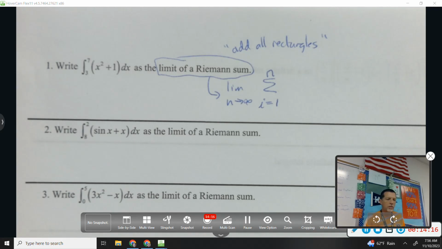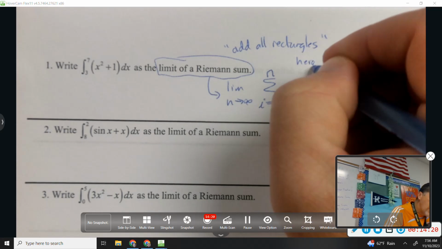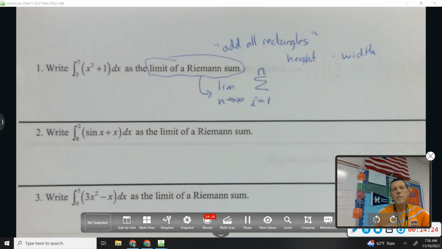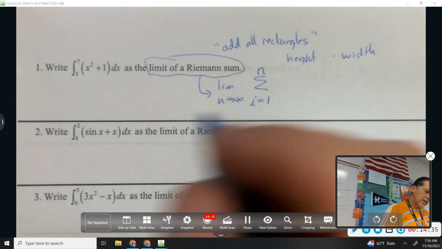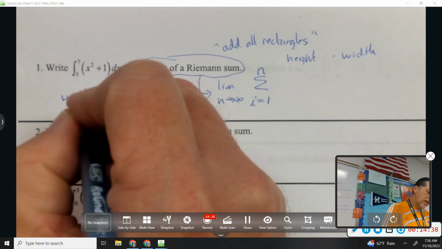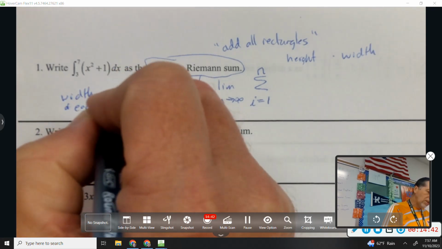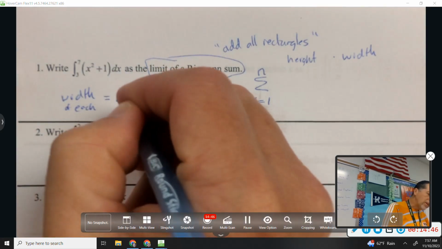Okay, so now I need to remember my expression for the area of a rectangle is height times width. Width, but these are the individual rectangles. So the width of each individual rectangle, do you remember what that was? The width of each rectangle is delta x. And what is it for this problem?